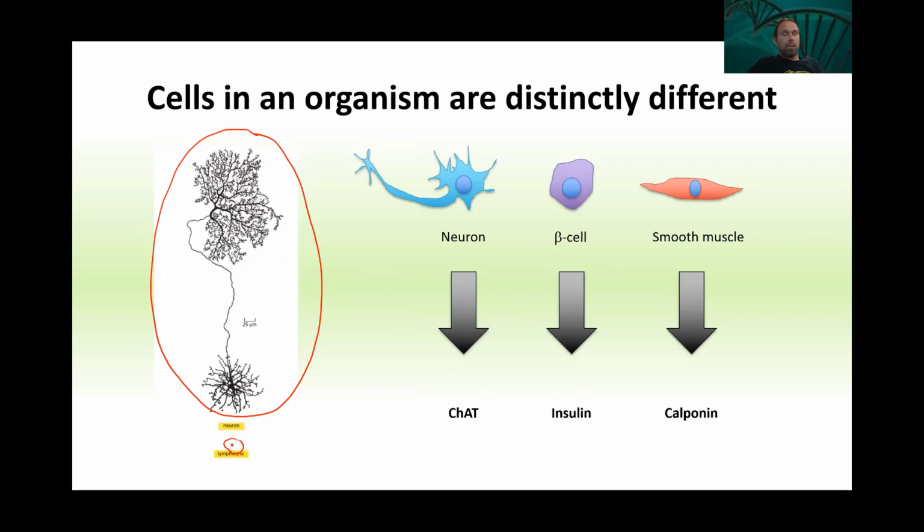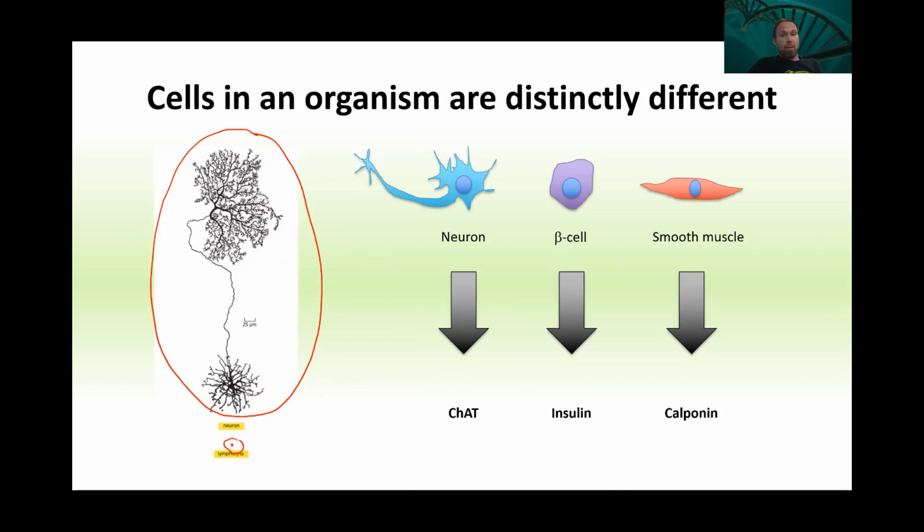Right next to that is the beta cell found in the pancreas. And the beta cells of the pancreas are the only cells in the entire body that produce a protein called insulin, which is a hormone. We discussed insulin a few times in our previous lectures. And just for comparison, here's a smooth muscle cell from a human, and it turns out that smooth muscle cells are among the only cells in the body that produce a protein called calponin.